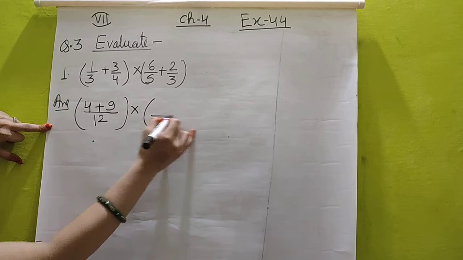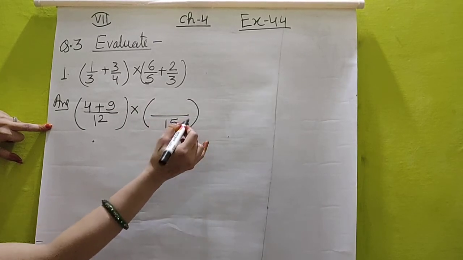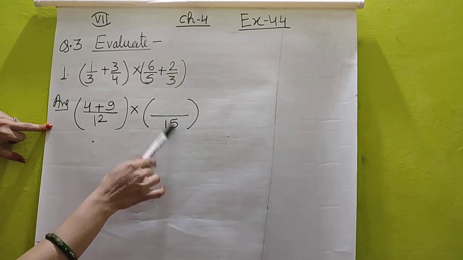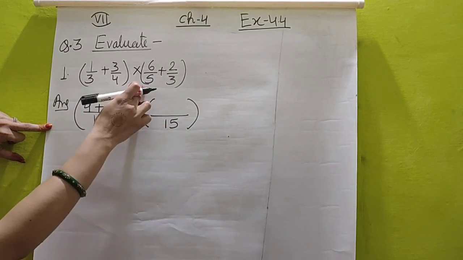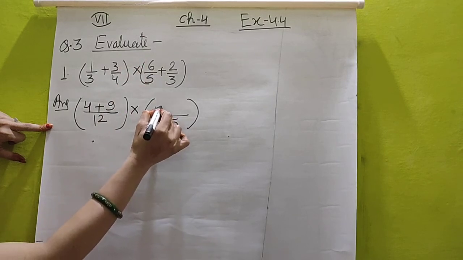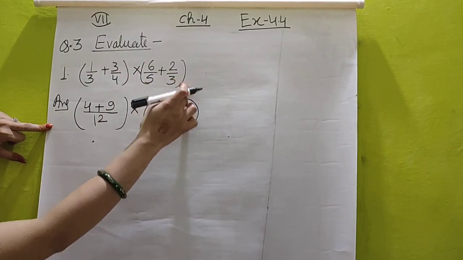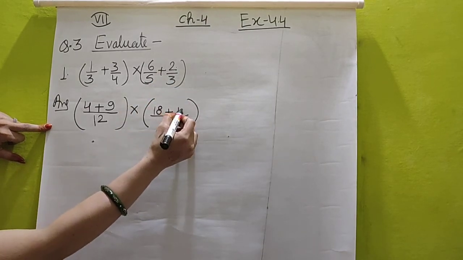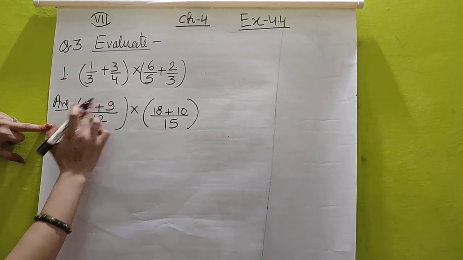Then in the second bracket the LCM of 5 and 3 will be 15. Now 15 divided by 5: 5 3s are 15. Then 3 multiplied by 6 is 18. Now plus 15 divided by 3: 3 5s are 15. Then 5 multiplied by 2 will be 10. Now we will do addition.